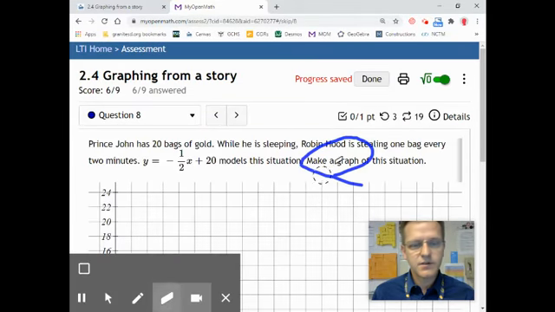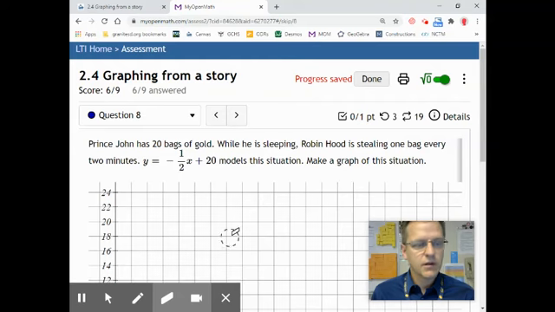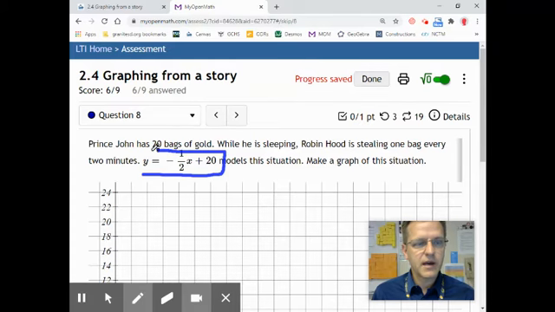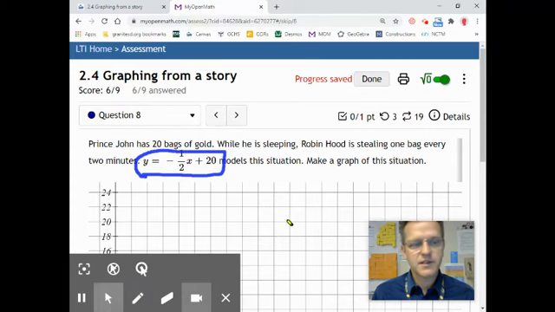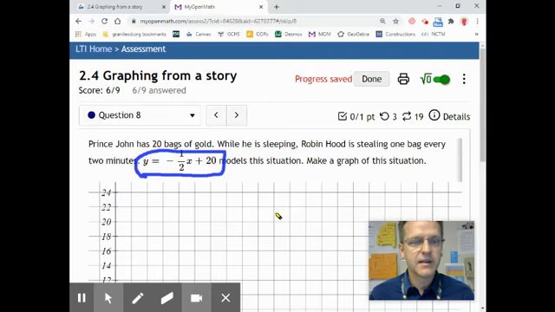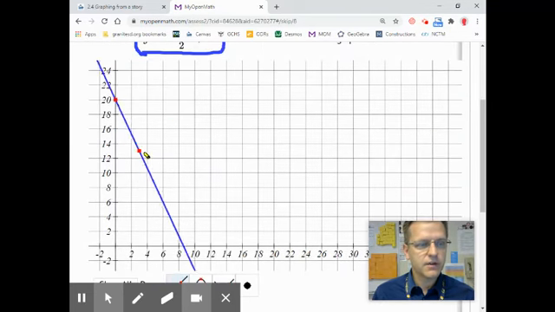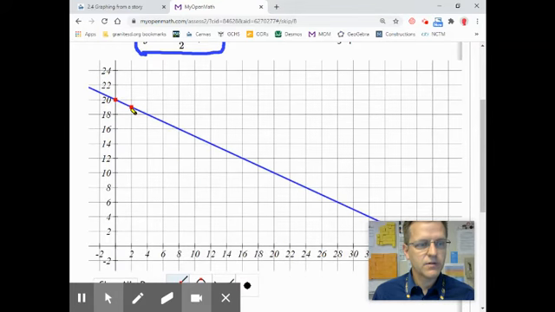Prince John, this is from Robin Hood. Prince John has 20 bags of gold. While he's sleeping, Robin Hood steals 1 bag every 2 minutes, I guess because he has to climb down out of the window and back in. So we're starting with 20 bags of gold, and we're going down 1 and over 2. So we're going down 1 over 2. I got to see the scale here. Oh, there's 2. So down 1 over 2.